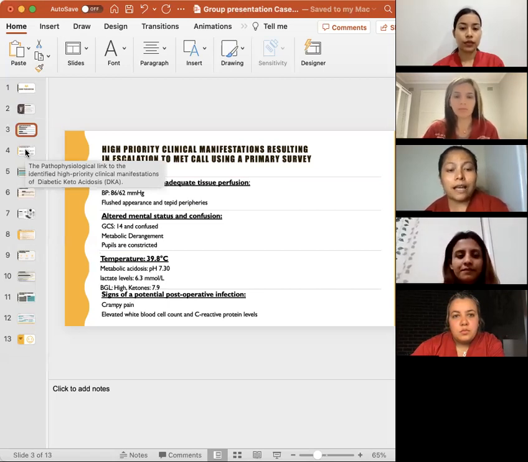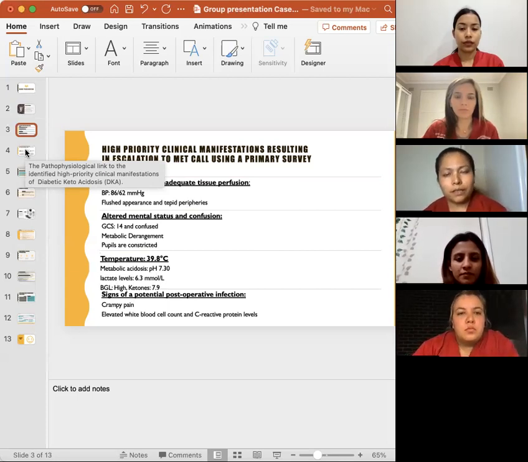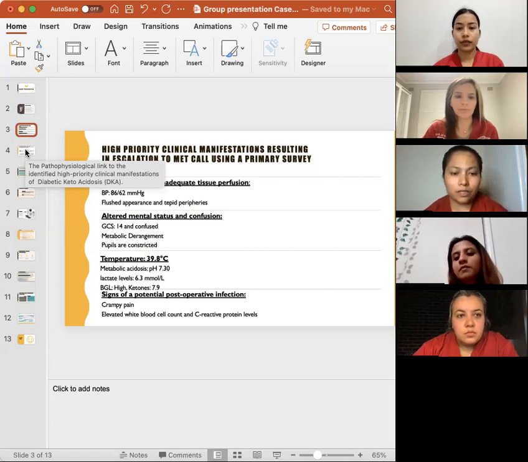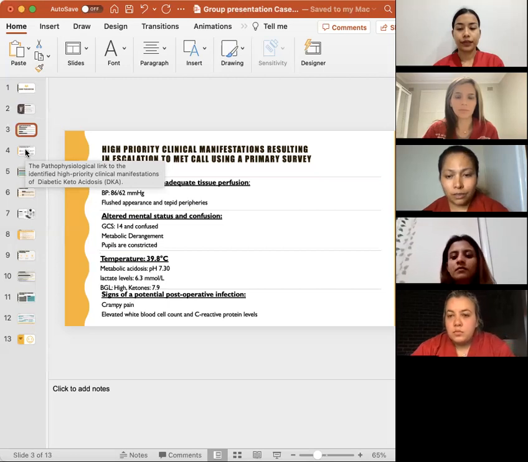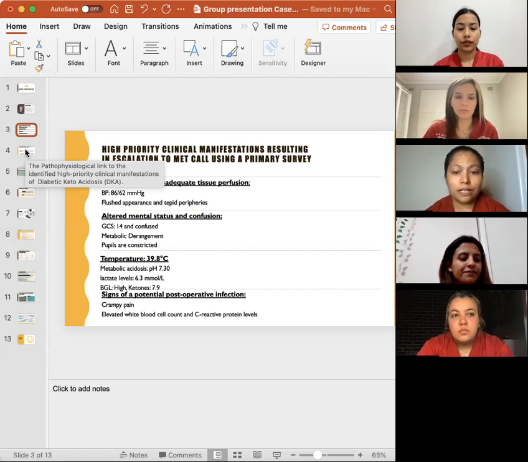And the last one is signs of a potential post-operative infection. On palpation, Miss Casey complains of lower abdominal crampy pain, increased urine frequency, and a soft and painful lower abdomen. Laparoscopic site erythema indicates possible surgical site infection. Elevated white blood cell count and C-reactive protein levels indicate an inflammatory response. To address the suspected infectious cause and avoid future complications, immediate examination and intervention are required. These are some significant concerning issues which lead to initiating the medical emergency call for Miss Casey.